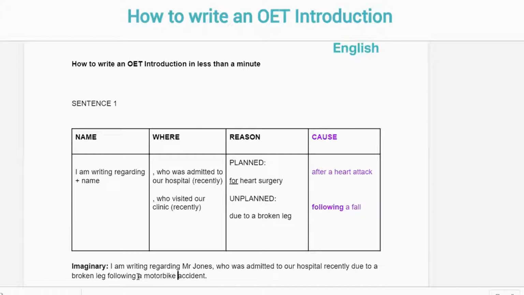Okay. Zainab, do you want to try this trick? I know you've seen this before. 5, 4, 3, 2, 1. Have a go. Okay, I'm writing regarding Mr. Jonas, who was admitted to a hospital recently due to a heart surgery after a heart attack. Excellent. And we wouldn't say a heart surgery. We would just say for. You need to change the preposition, not due to. You can just say for heart surgery. Okay. Excellent.